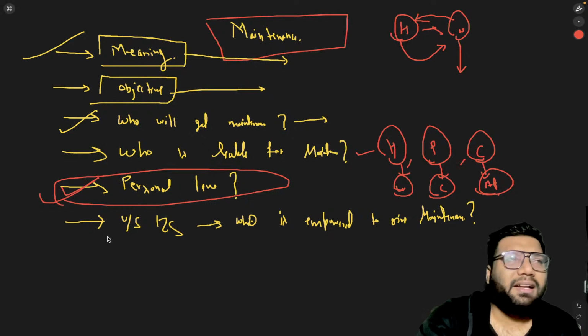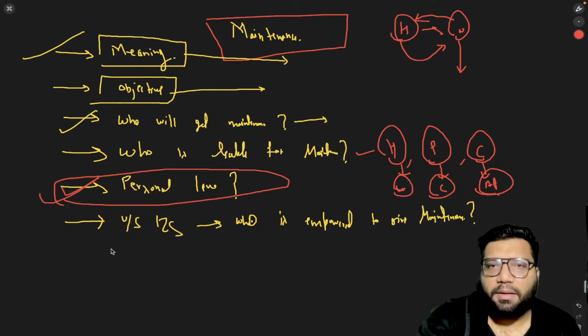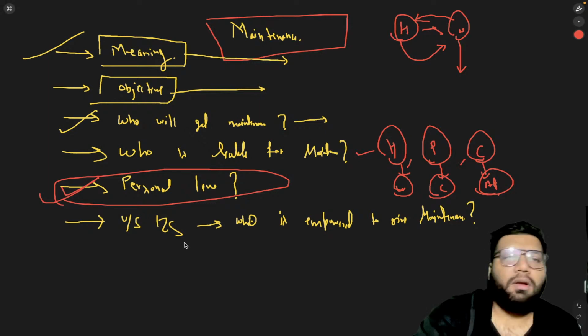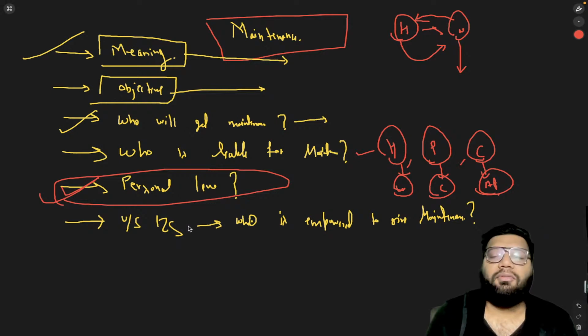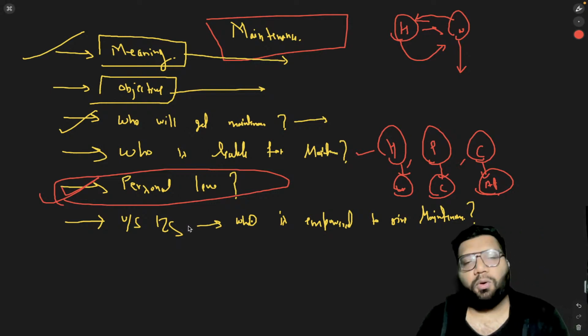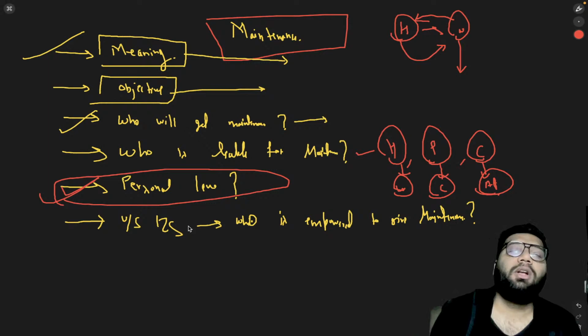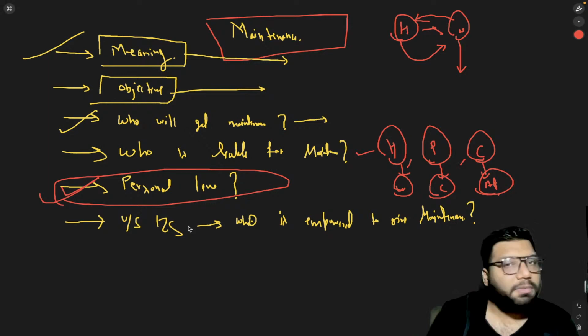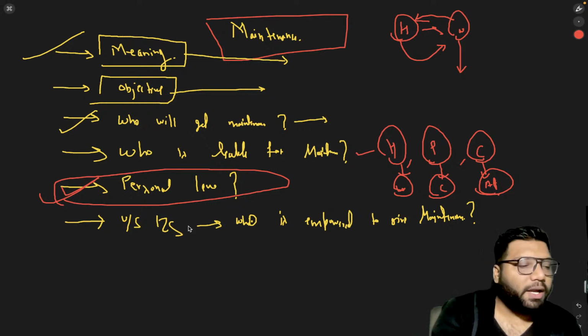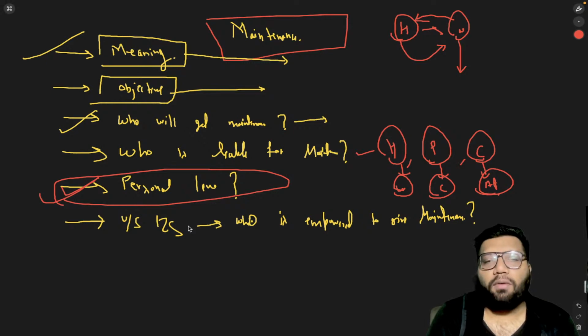Now coming to why it is part of CrPC. The thing is, when someone has no house to live in, when someone has no food to eat, when someone has no place to live in, then they are left with no other option but to move to the court. And this section 125 is quasi criminal in nature. That is why it is part of the Code of Criminal Procedure 1973.